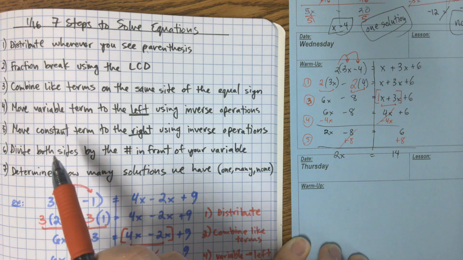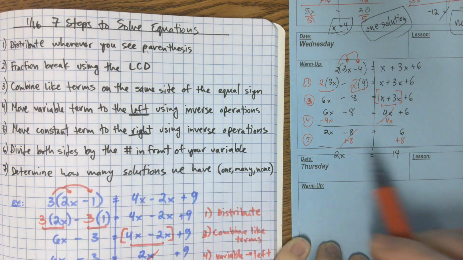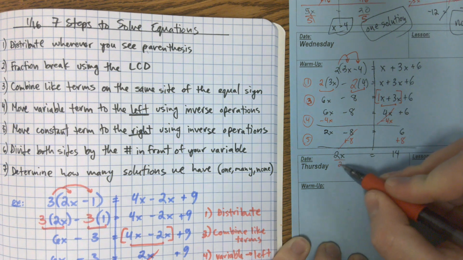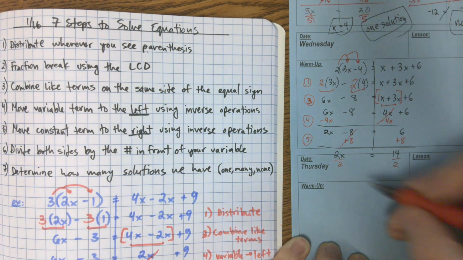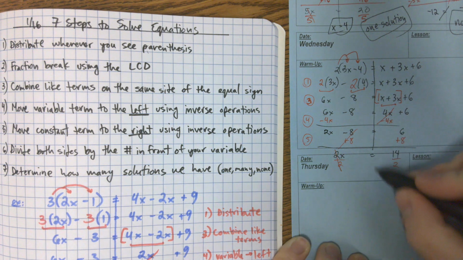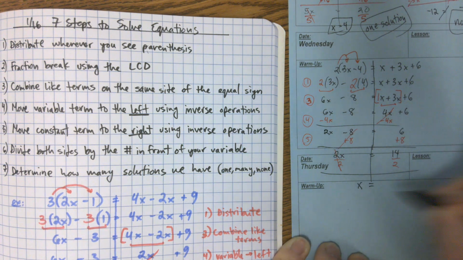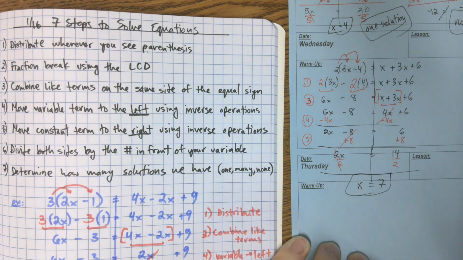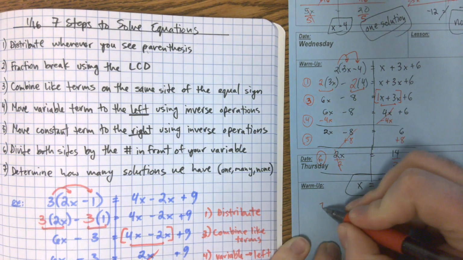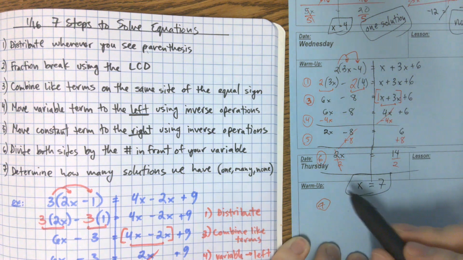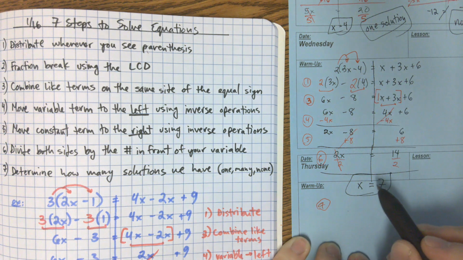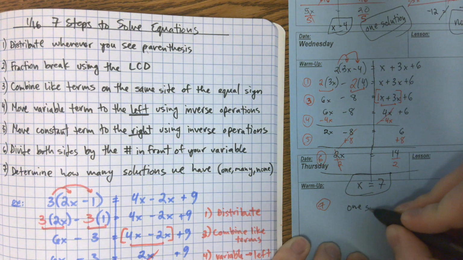Step 6, divide both sides by the number in front of your variable. Well, the number in front of my variable here is 2. I'm going to divide both sides by 2 so that those 2's cancel. And I'm left with x equals 14 divided by 2, which is 7. That was my step 6. And step 7, because I have x equals 7, the only number that makes this equation true is 7. That's one solution.